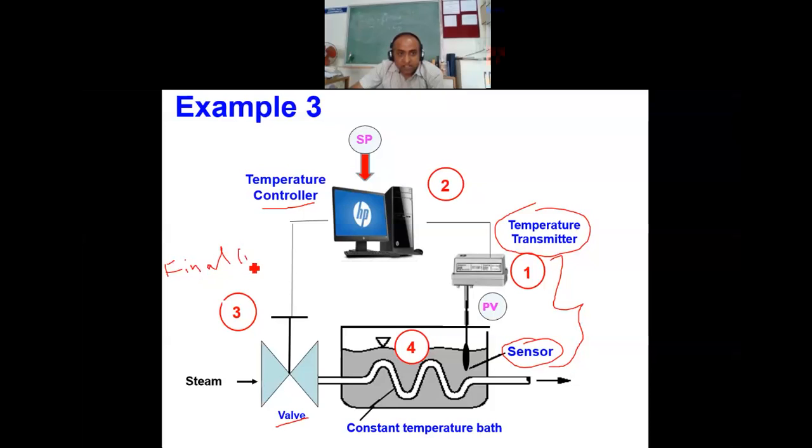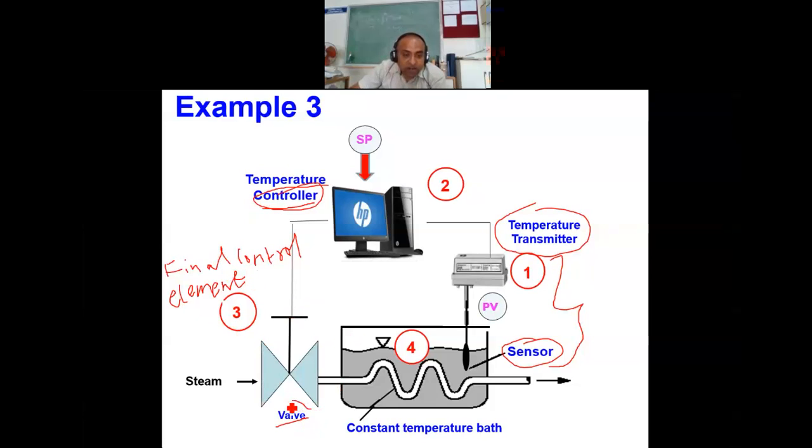So we call it as final control element. Please remember, this is a new word, I think. Final control element. So valve is a final control element. Why we call it a final control element? Because the final control element receives the instruction from the brain. So it receives the instruction from the brain and it acts. So that's why we call it as a final control element.